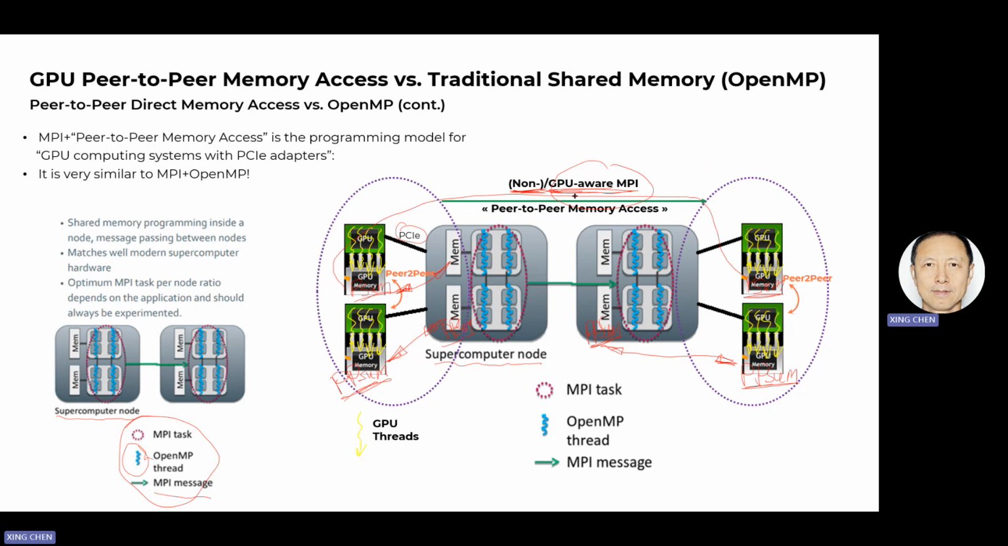Now the picture is getting a little bit complicated. For a GPU computing system with GPUs in the form factor of PCIe adapters, suppose you have multiple GPUs per node. Basically, there could be a mix of two kinds of programming models in play. The first one is the OpenMP MPI programming model that could be applied to the CPUs.